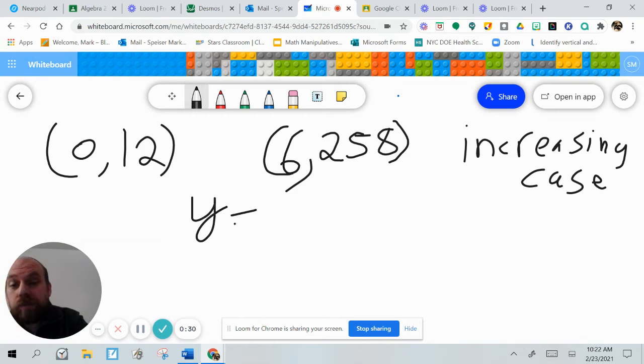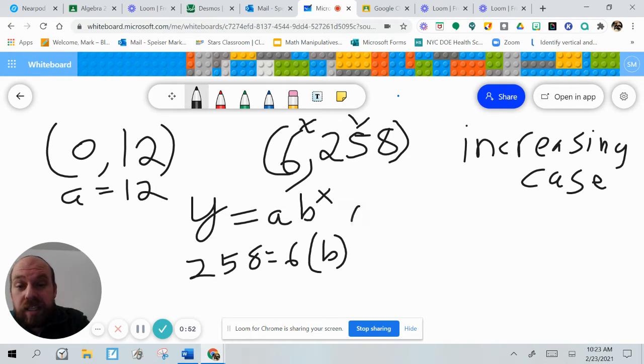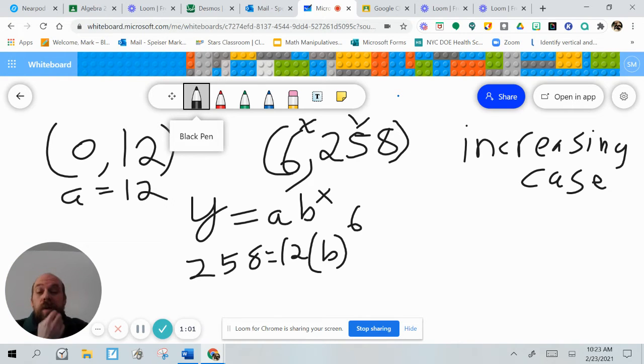So here we have y equals a b to the x. Now, a equals 12, because that's the y-intercept. And then we're going to use this value 6 as my x and this value 258 as my y to solve for b. So 258 equals 12 times b to the 6th power. A is 12. B to the 6th power equals 258.